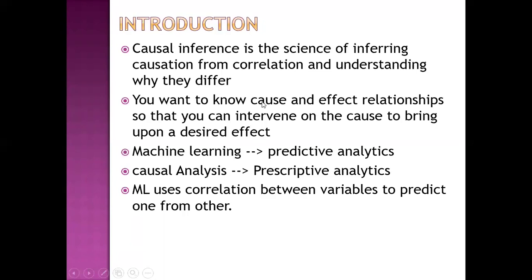You want to know the cause and effect relationship so that you can intervene on the cause to bring upon a desired effect. Whereas machine learning is predictive analytics, causal analysis is prescriptive analytics. Machine learning uses correlation between variables to predict one from the other.